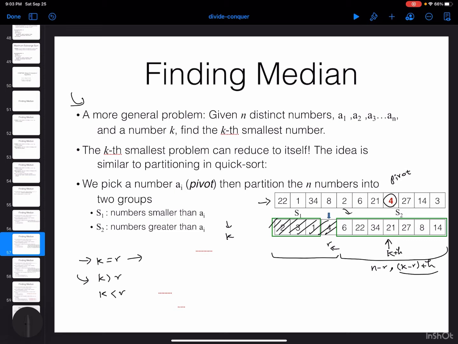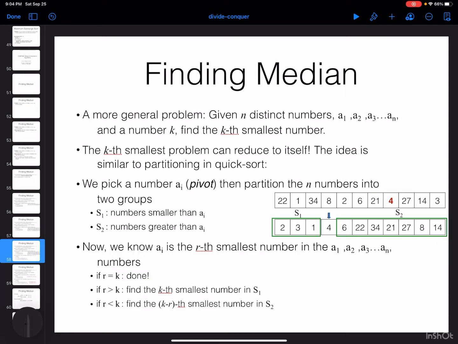So you have to reduce r from k. But what if the value of k is smaller than r? If the value of k is smaller than r, you are looking for the kth smallest item on this side of the array. How many items do you have on this side? R minus 1 items, and you are still looking for the kth smallest item. The value of k is smaller than the rank r.